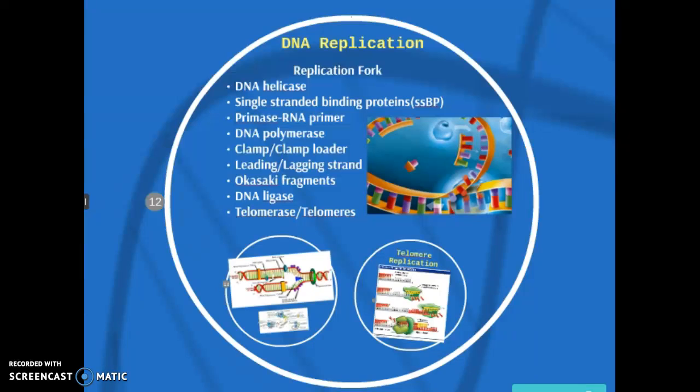They are bidirectional because they move in opposite directions. They move from 5' to 3', and the strands are anti-parallel, hence bidirectional. In this replication fork, there are many enzymes, many proteins, and many components that must be known.